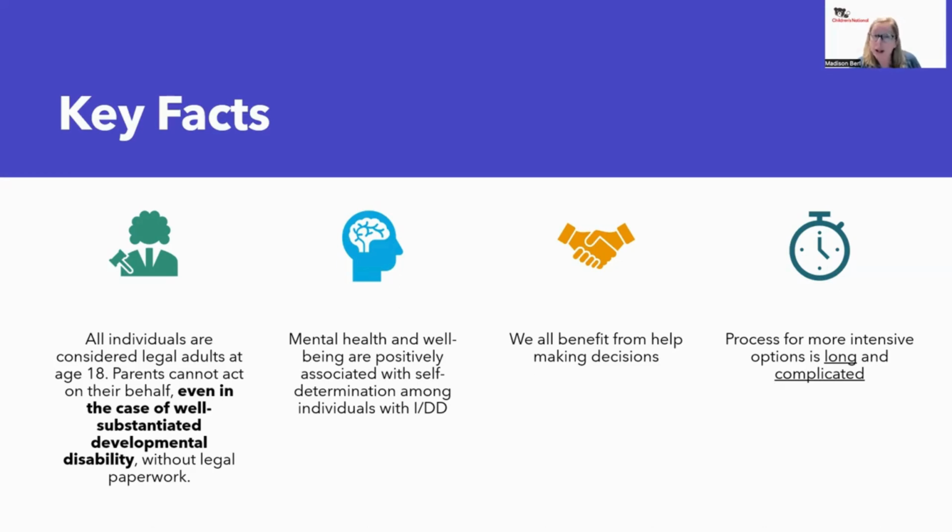We all benefit from help making decisions. So again, even your typical teenager transitioning to adulthood needs help. So it goes both ways. Just because you do have a disability or don't have a disability, you need all of these things. And then just the warning, it is a process. I'll say that again later. The process is more intensive, and the options are long and complicated. So you need time and you need to give yourself time. So the fact that you're listening to this already is a good sign. You're already thinking about it.